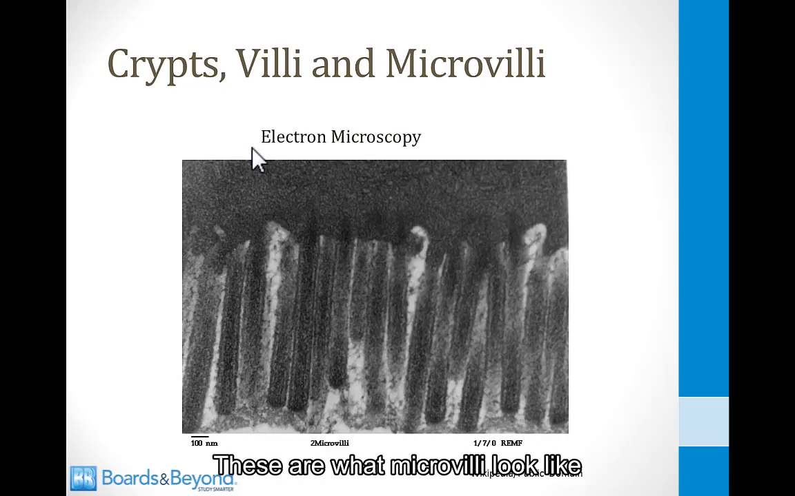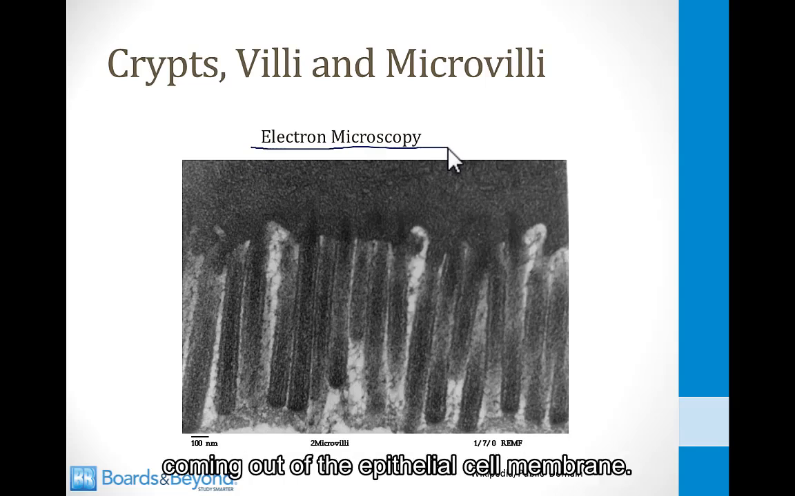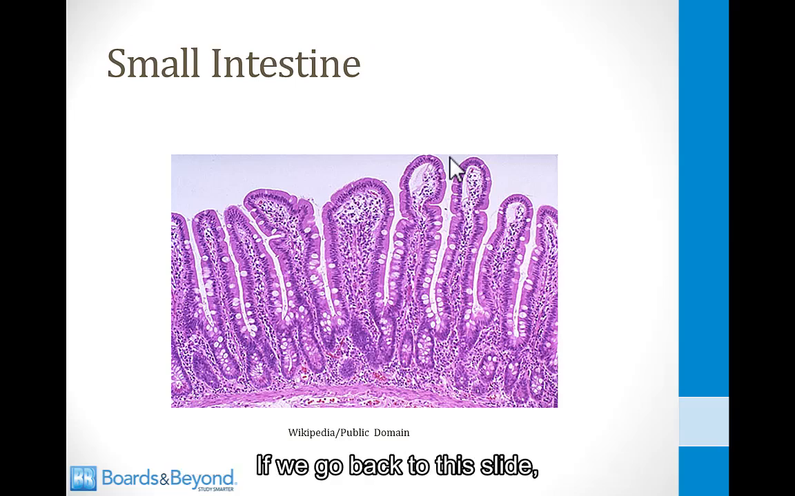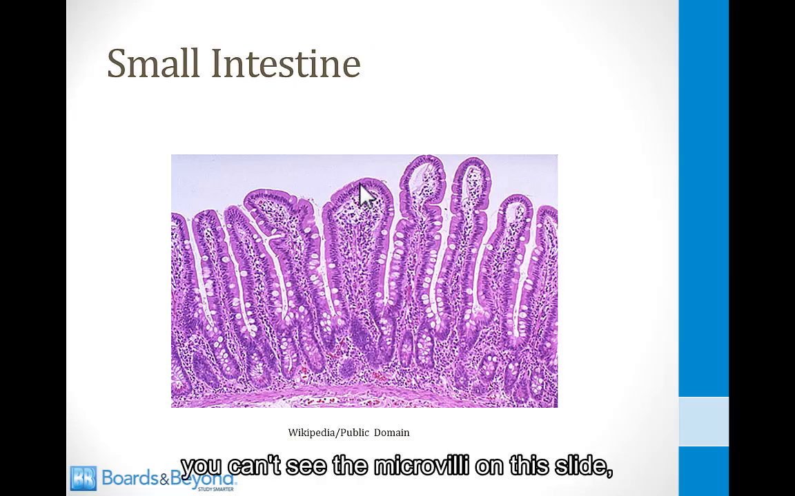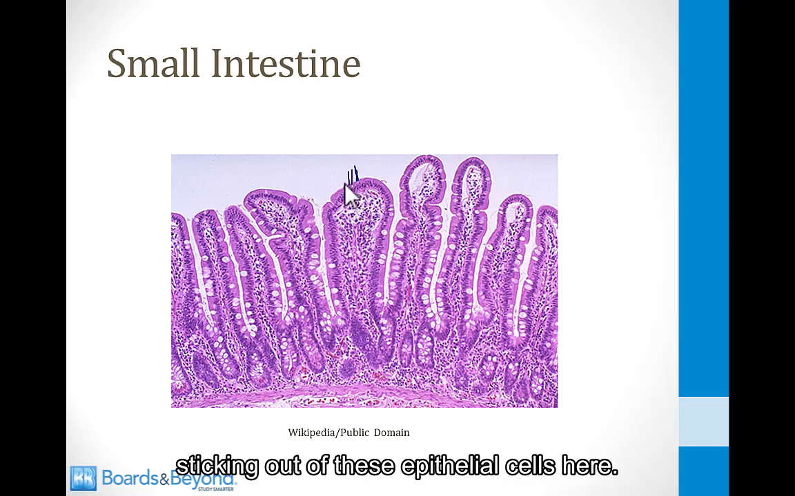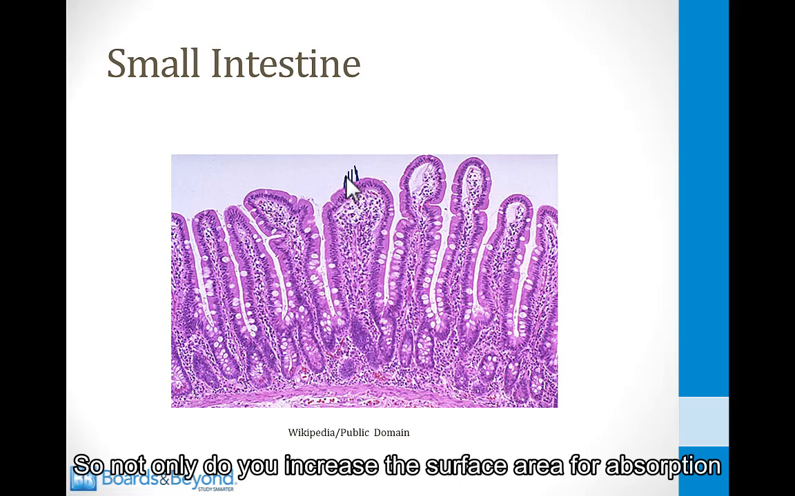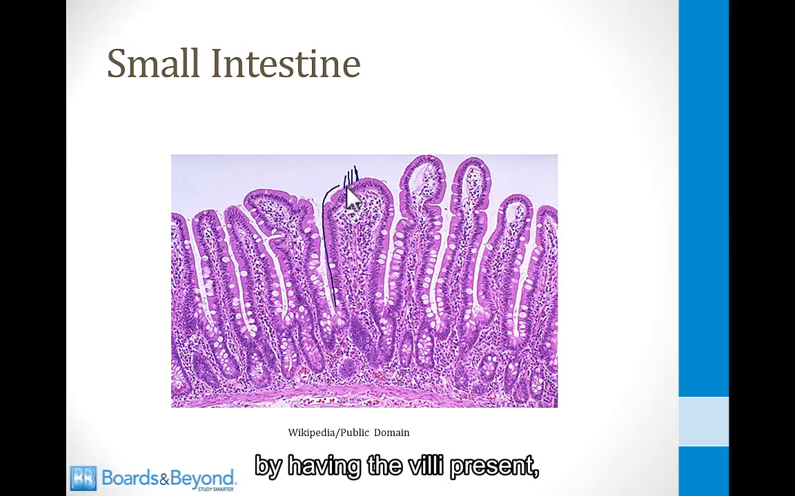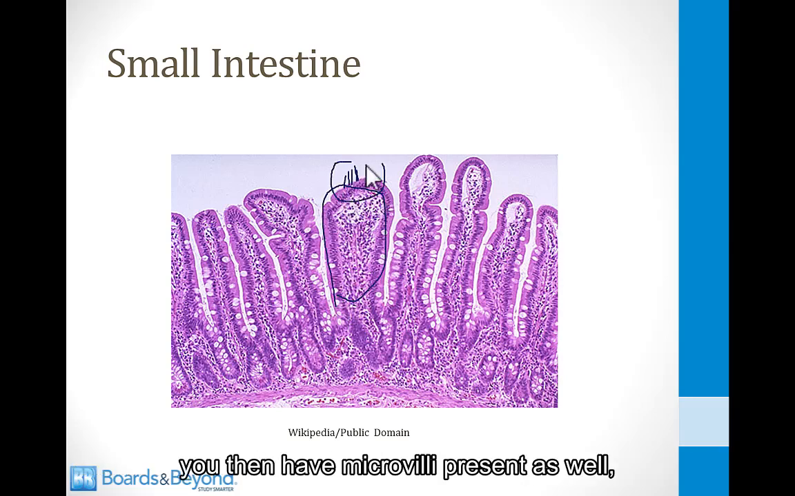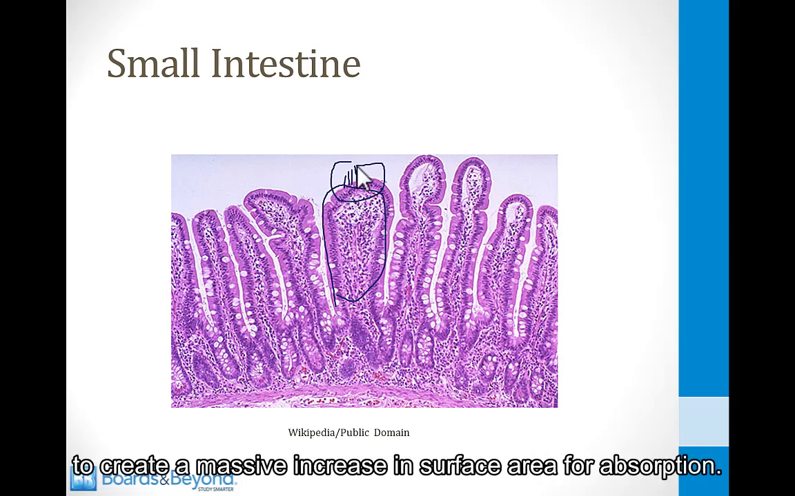These are what microvilli look like under the electron microscope. You can see these projections coming out of the epithelial cell membrane. If we go back to this slide, you can't see the microvilli on this slide, but there are little tiny microvilli sticking out of these epithelial cells here. So not only do you increase the surface area for absorption by having the villi present, you then have microvilli present as well, and they add up together to create a massive increase in surface area for absorption.